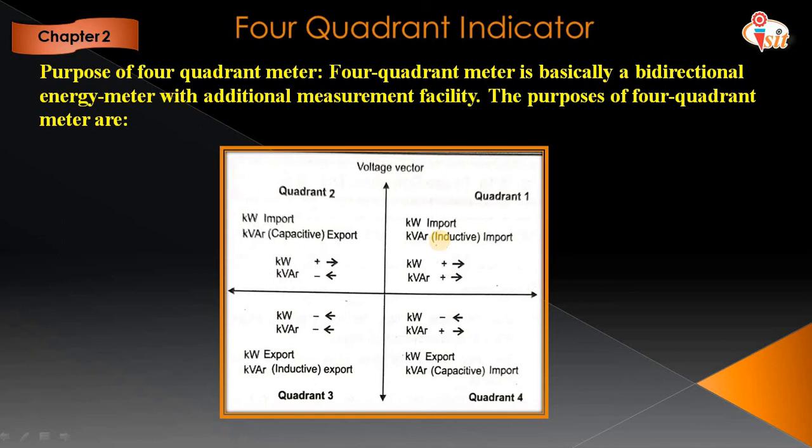Then quadrant number 2. Here active power is positive and flows towards the consumer, and reactive power is negative. It is also known as negative, meaning export. Again in quadrant number 3, reactive power and active power both are negative, and both powers are going to be exported. This is not import to the load.